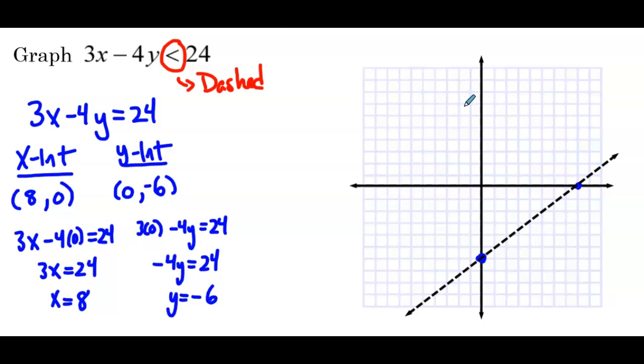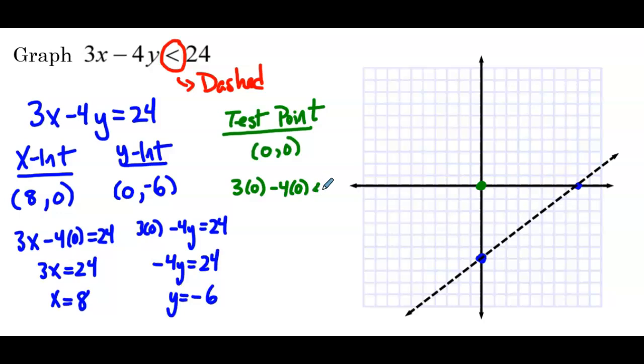So what I'm going to do is I'm going to take the green marker. Our test point is going to be the origin. Always the simplest. If 0, 0 is not on your line, use that as your test point. So test point is 0, 0. So how do we test it? We plug it into the inequality. So 3 times 0 minus 4 times 0 is less than 24.